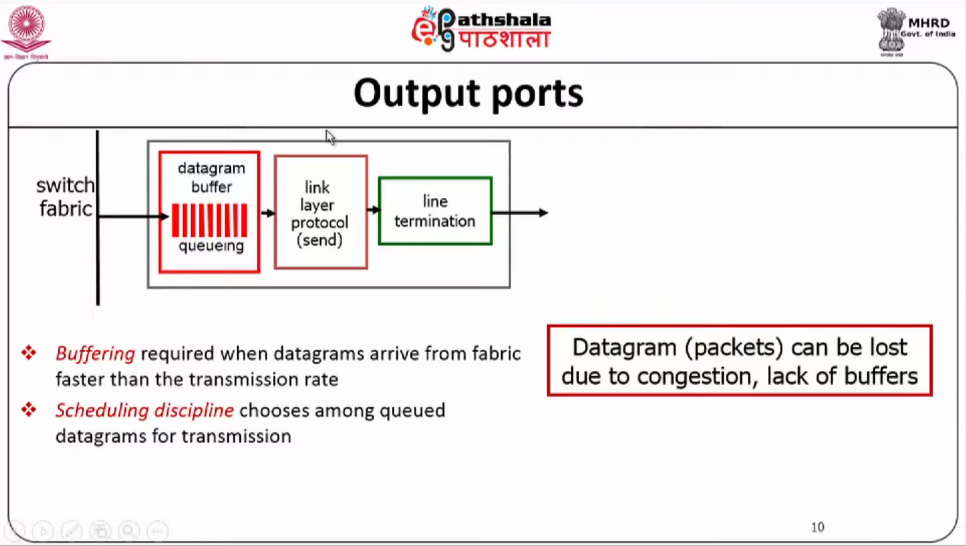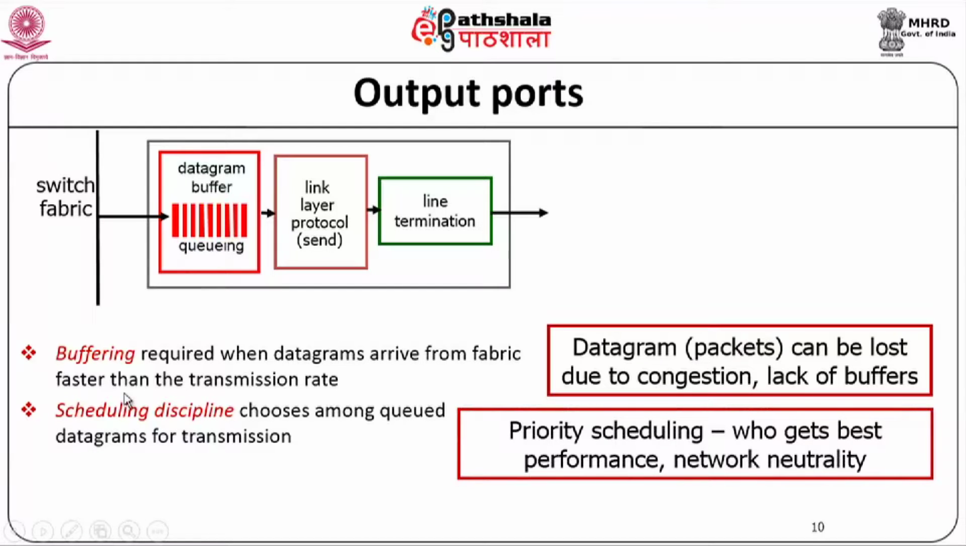Now, at this layer what we also need to remember is that since datagrams are queued, are buffered, it is possible that they could be lost due to congestion. So, what is congestion? When you have more packets coming in than what can be handled in the queues over here, you will have to end up dropping packets. Because of the lack of buffers, packets could end up being dropped and therefore lost.